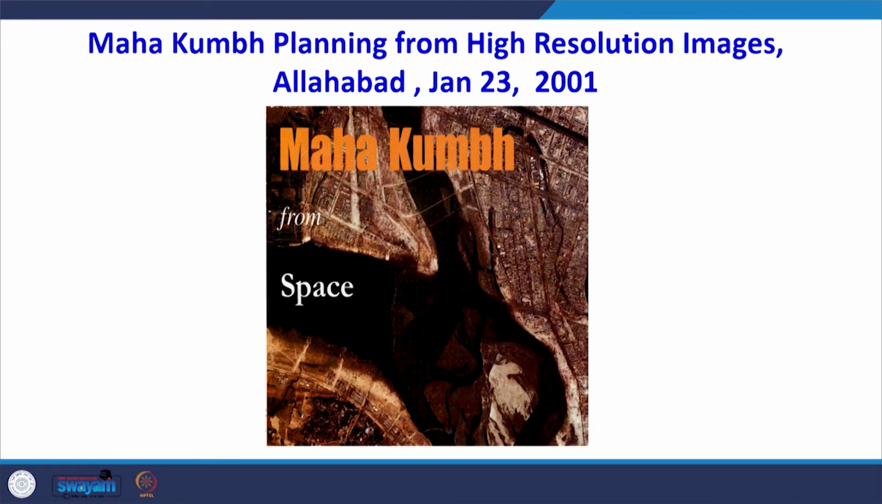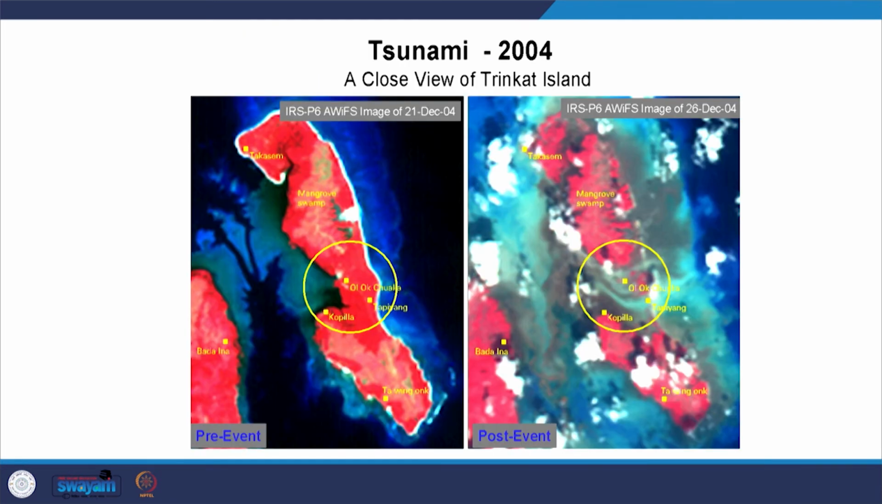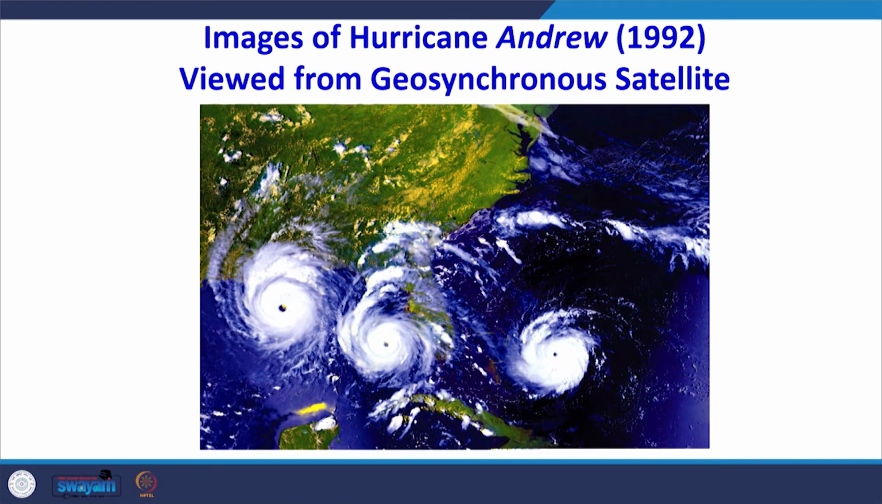This shows how high resolution satellite images are not only used for mapping purposes, but the administration is using them for activities like the Mahakumbh, management of the Mahakumbh. This is the Allahabad area. You can see the Sangam area in the middle here, and these high resolution satellite images are used by the administration. This is a tsunami, where pre-tsunami is on the left and post-tsunami is on the right. One can carry out damage assessment using these images.